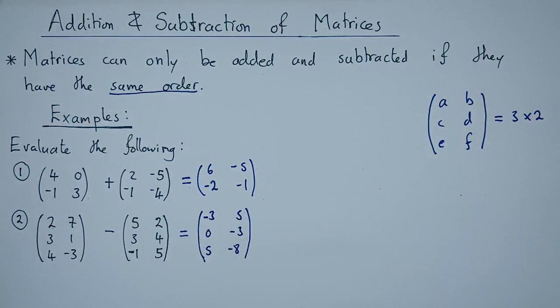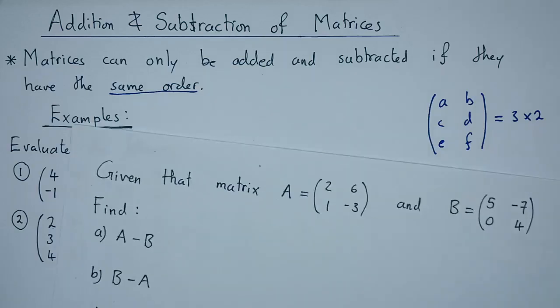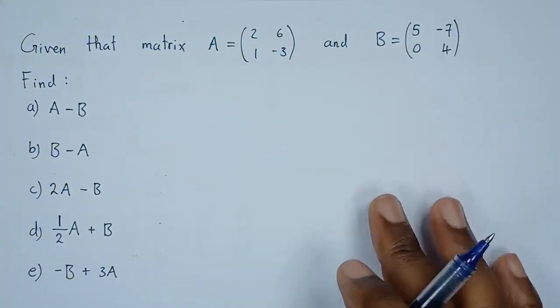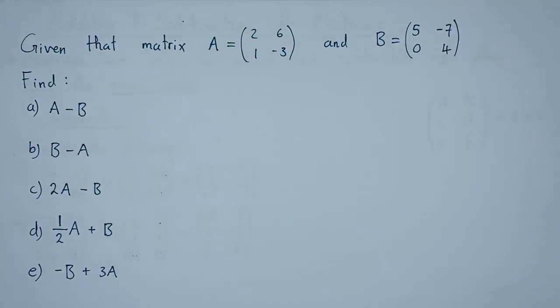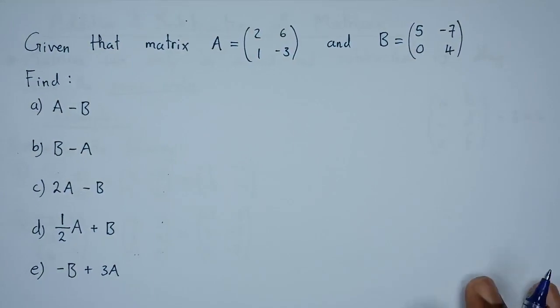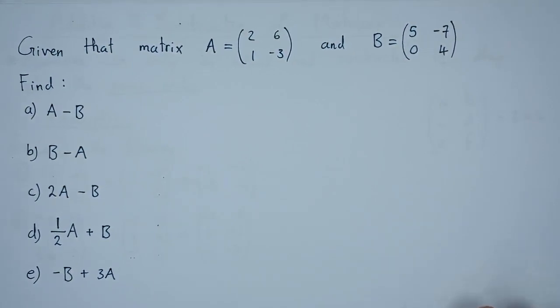Now, there's something that I would like to show you where they add a constant to a matrix, then you're supposed to add it to something. So let me just show you another set of examples in which our matrices can be added and subtracted. Here we go. In this one, the idea is just the same thing. You have two matrices, matrix A and B. They have the same order, and they are being subtracted and added. So let's see how we can go about this.